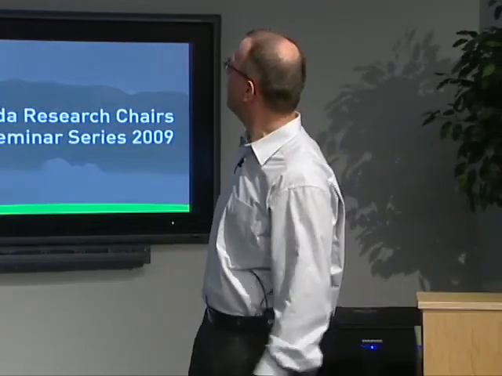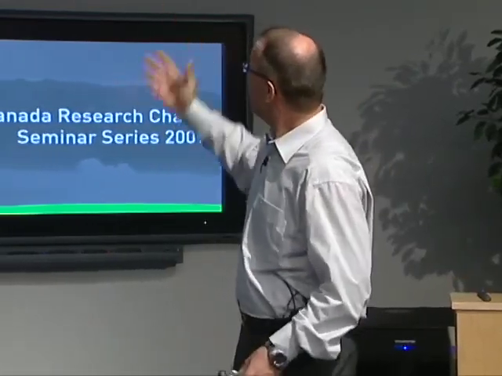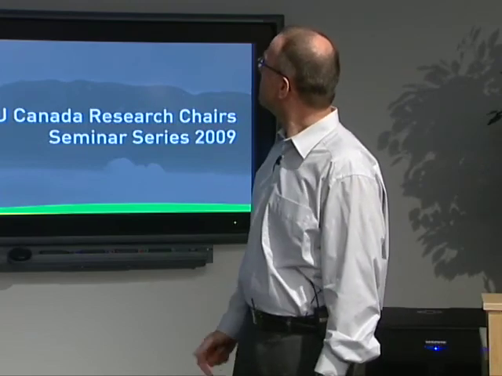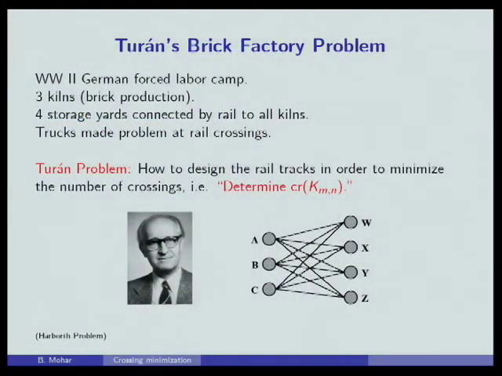And this was very, very hard because the bricks would fall down and the trolleys would have problems and they had to slow down and so on. And so the question which Paul Turan asked was, well, maybe design this network of rails connecting the kilns and the storages so that the number of crossings is minimized. And that's exactly the crossing number problem.